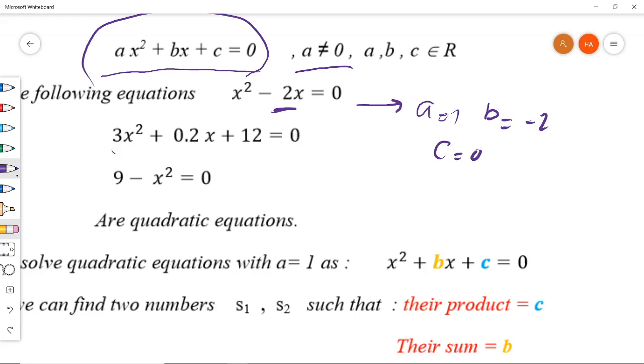The same is here. a equals 3, b is 0.2, and c is 12. The third one, here the coefficient of x squared is negative 1, so a is negative 1, and b, there is no x, then the coefficient of x is 0, then b equals 0 in this example, and c, the constant here, is 9, so c is 9 in the third one.